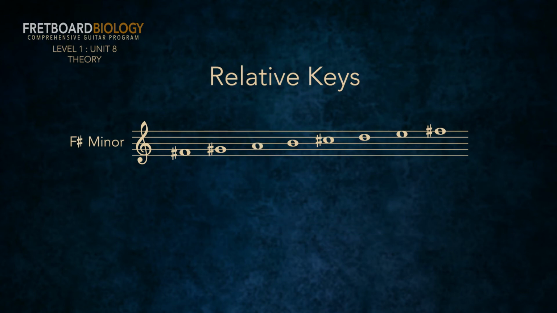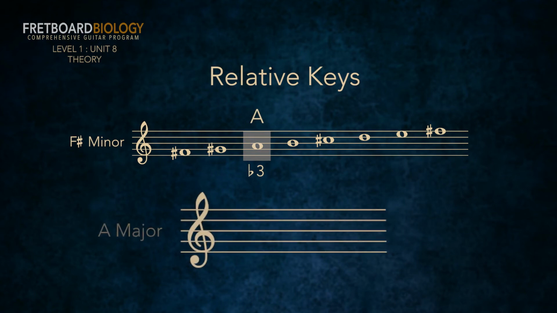Let's look at F sharp minor. F sharp minor's flatted third scale degree is A. Therefore, A major is F sharp minor's relative major. And what's the key signature for A major? 3 sharps, F sharp, C sharp, and G sharp. Therefore, the key signature for F sharp minor is 3 sharps, F sharp, C sharp, and G sharp.